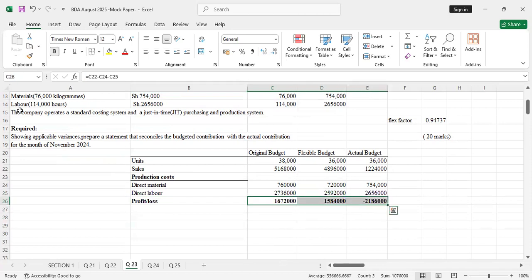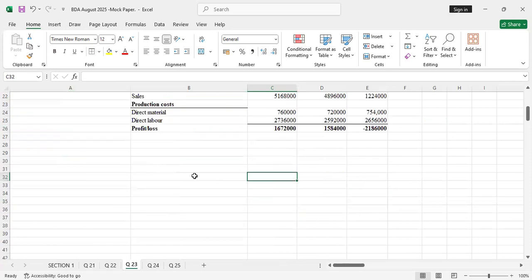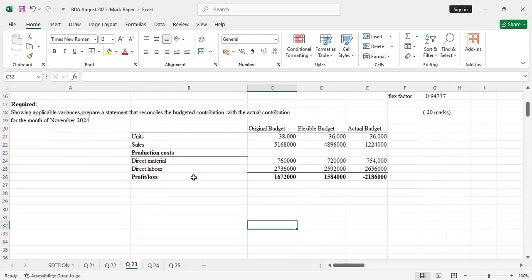Then I'll create a top border, to make it look nice. So you can only reconcile when you have this statement. What we are going to reconcile is this. We start with the original budget, which is 167.